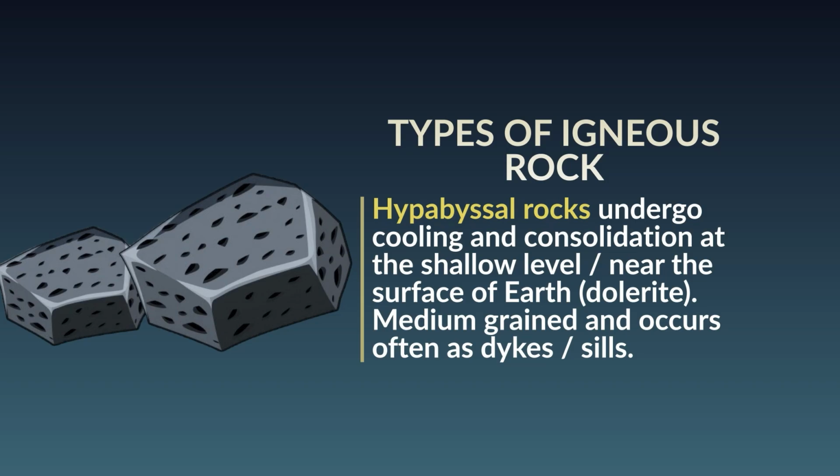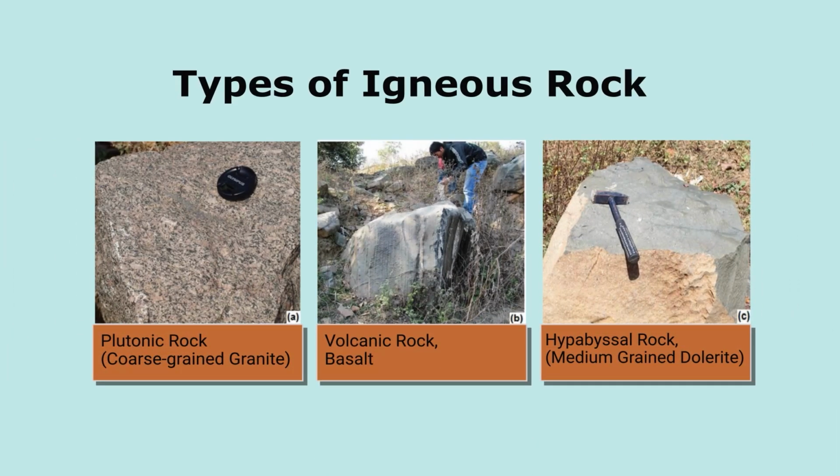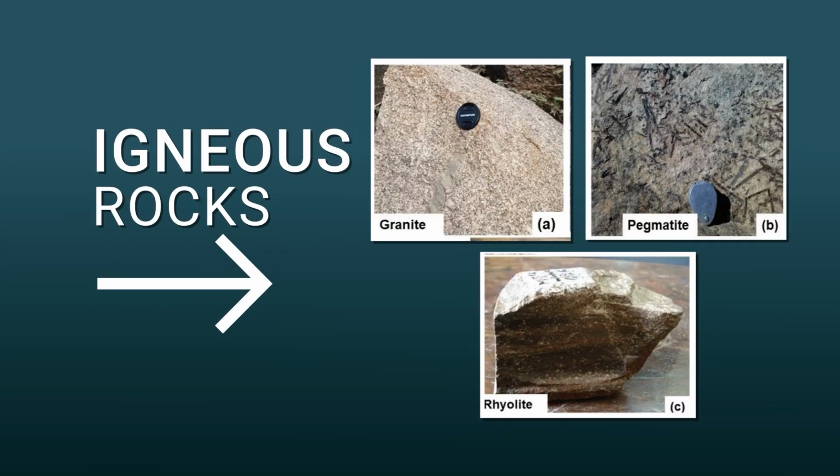Now, see this figure, you have plutonic rock, it is formed below the earth, it is coarse grained granite. Volcanic rock is fine grained because it is in contact with air or water. By rapid cooling, you get the basalt, and the intermediate rocks which are formed are medium grained hypabyssal rock like dolerite. Now, the typical igneous rocks which you can encounter are granite and pegmatite and rhyolite.